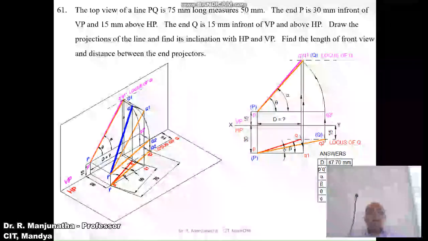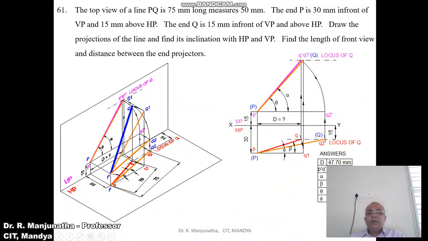And you also know that Q is 15 mm in front of VP. So from here you measure 15 mm and draw a horizontal dash dot line with a thin line. It is in front of VP, so obviously it will be below the XY line. Now you mark this as the locus of Q. The top view of the line PQ, which is 75 mm long, measures 50 mm. So using the compass, with P as center, measure a distance of 50 mm and cut an arc on the locus of Q. Here you mark this point as small q.